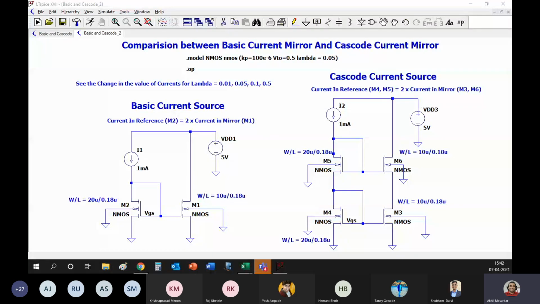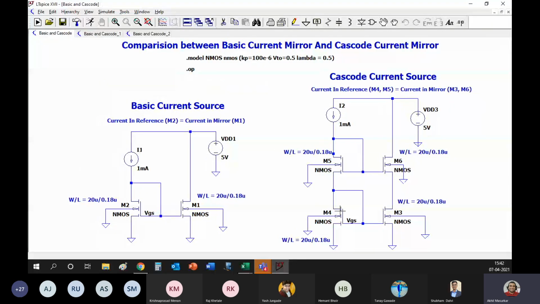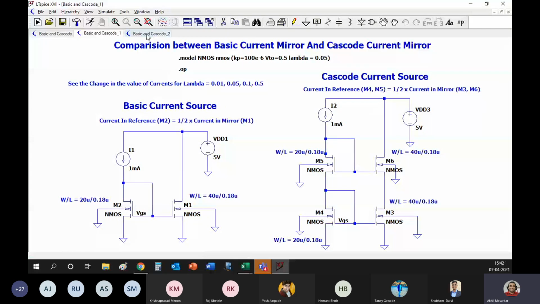So we have to do 3 circuits. In the first circuit, the W/L of all the transistors is the same. In the second circuit, the mirror transistors have double the width of reference, and in the third circuit, the mirror transistors have half the width of reference.